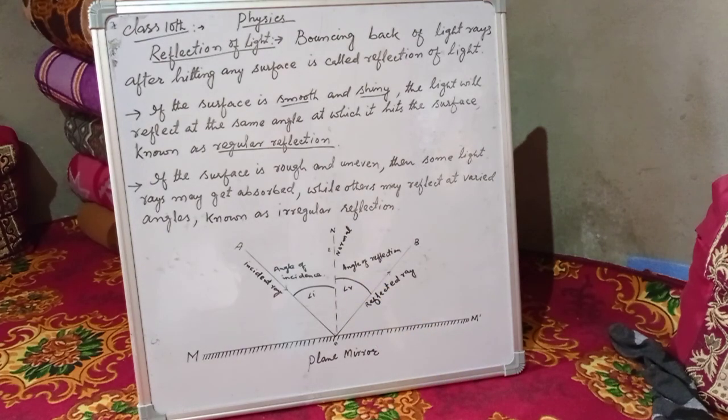So dear students, in today's lecture you got the introduction to this chapter, that is, the reflection of light: what is reflection of light, what is regular, what is irregular, what is incident ray, what is reflected ray, what is normal, what is angle of incidence, what is angle of reflection. Inshallah, in the next lectures we will describe it in a nice way for your better understanding.